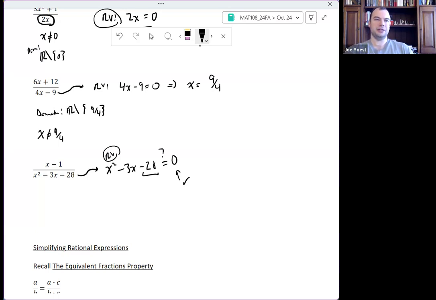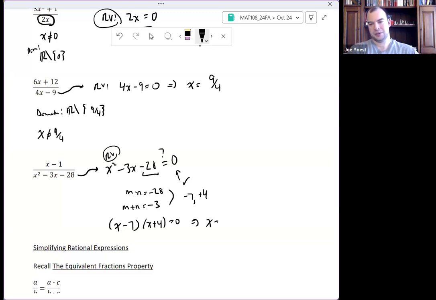So looking to factor the left-hand side and use my zero product property, looking for two numbers that multiply to negative 28. So they've got to be opposite signs. And that add to negative 3. So the bigger one has to be negative. And I think this is going to be negative 7 and positive 4. Okay, negative 7 times positive 4 gives me negative 28. Negative 7 plus 4 gives me negative 3. That looks good. So x minus 7 times x plus 4 equals 0.